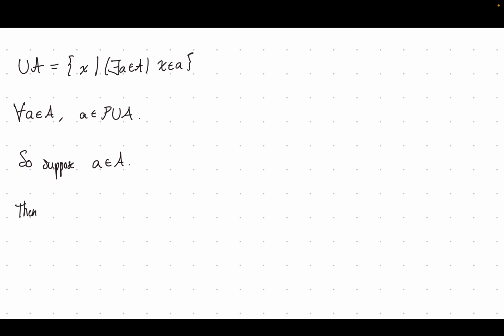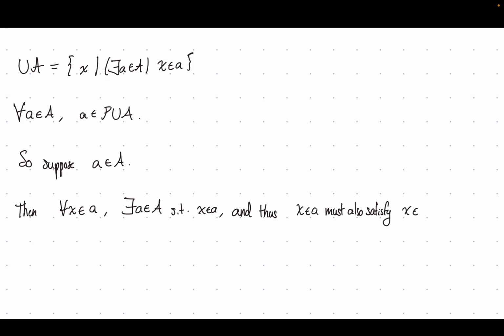Then, for all little x in big A, well, there clearly exists some little a in big A such that x is in a, just kind of by definition. And thus, little x must also satisfy that little x is in the union of A. Okay.